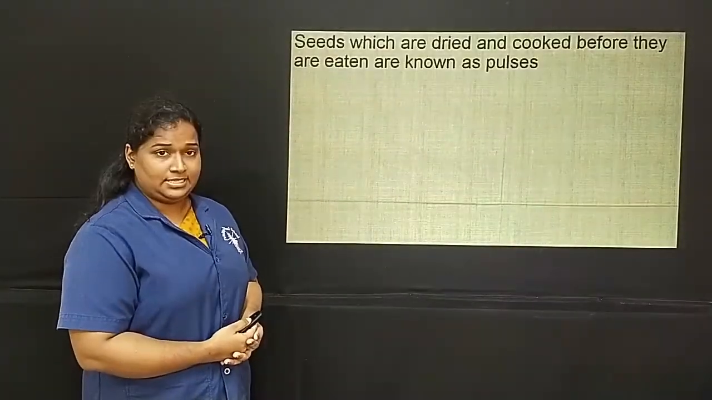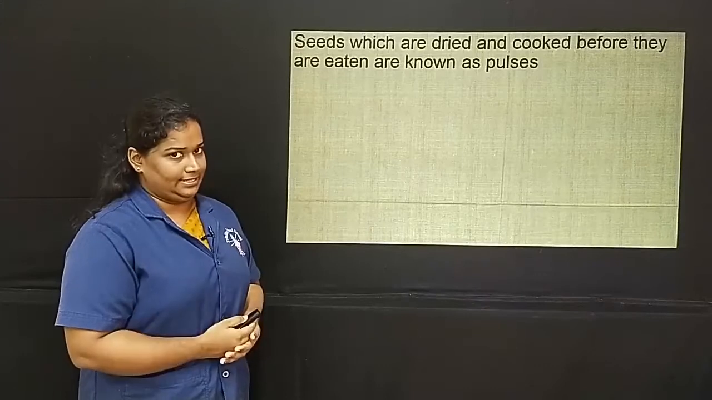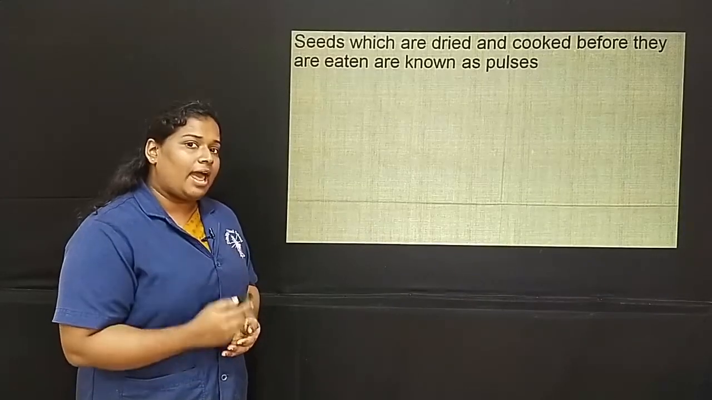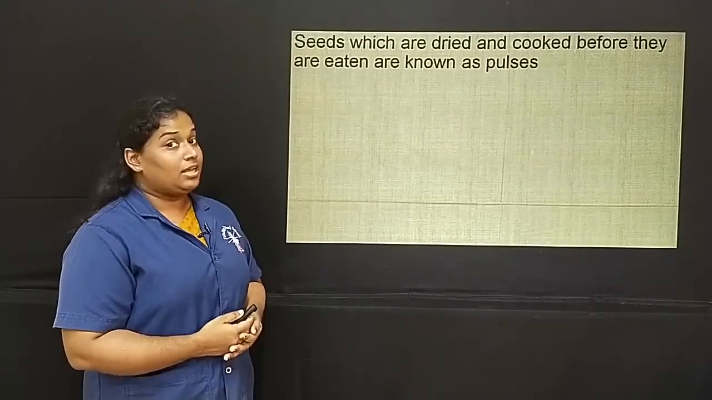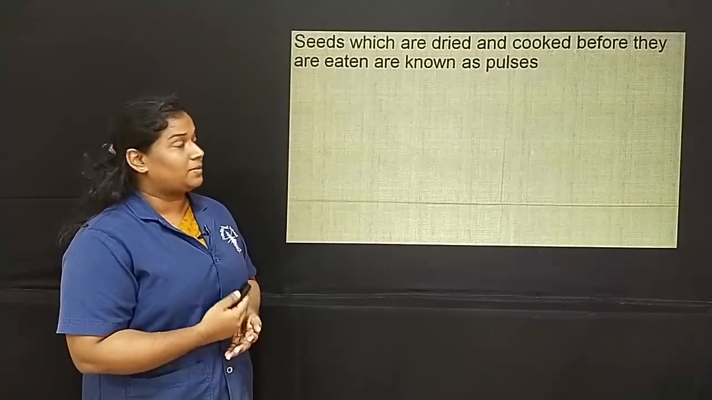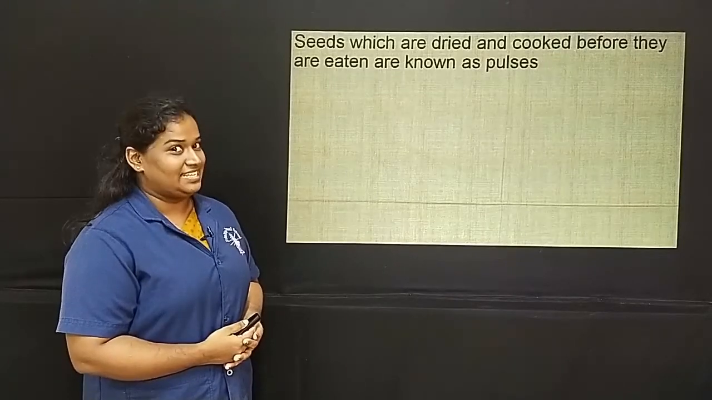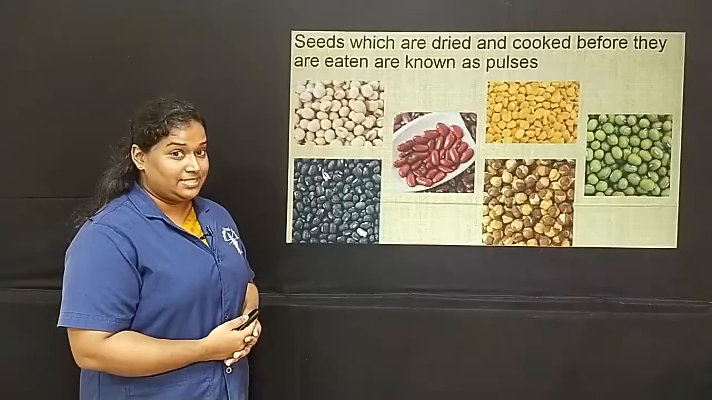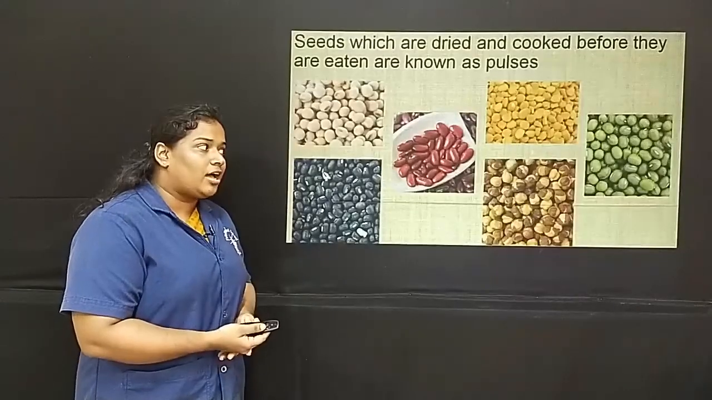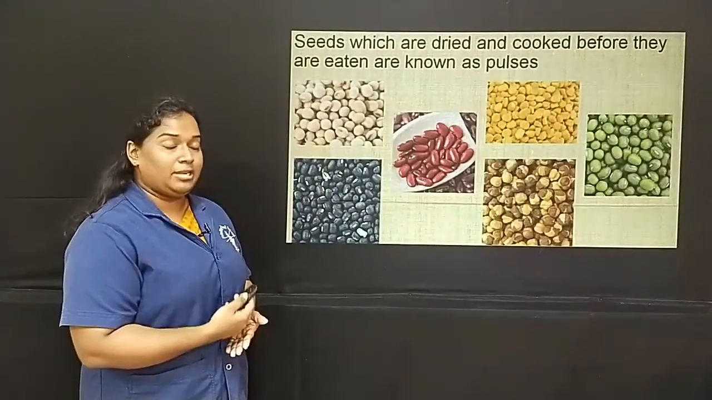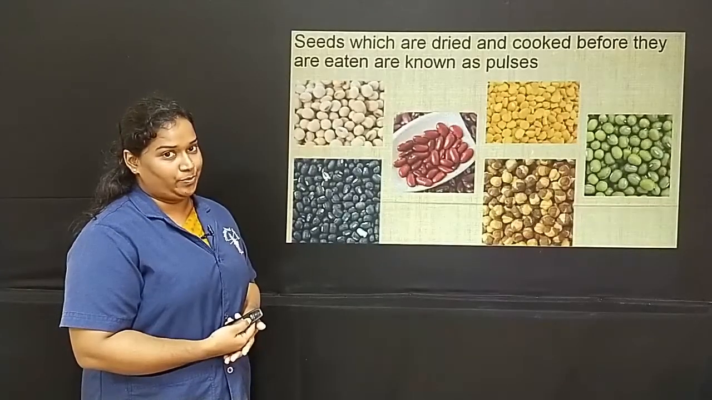Whereas pulses are the dried seeds. Pulses are dried seeds cooked before consuming. Now give me some examples for pulses. Yes. Soya beans, black gram, kidney beans, yellow gram, chickpeas, green gram and many more.